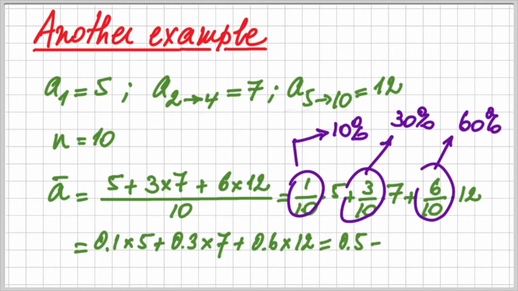And now we can calculate this. So first we have 0.5, 0.3 times 7 is 2.1, and 0.6 times 12 is 7.2. When we add all of them, we find that the average here is 9.8.